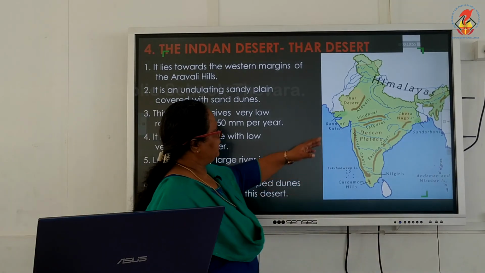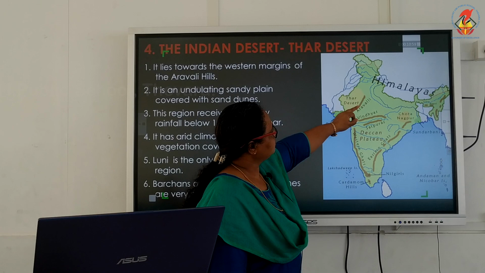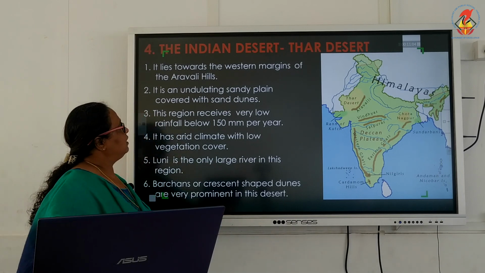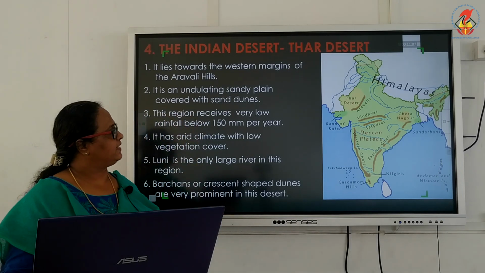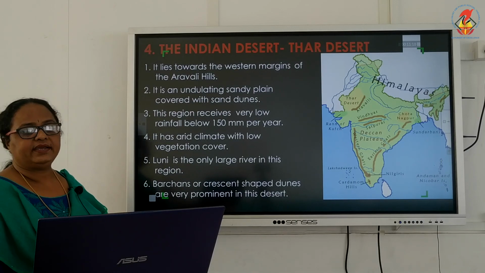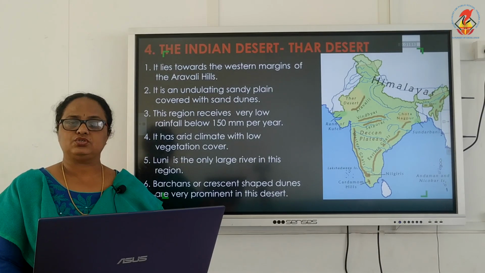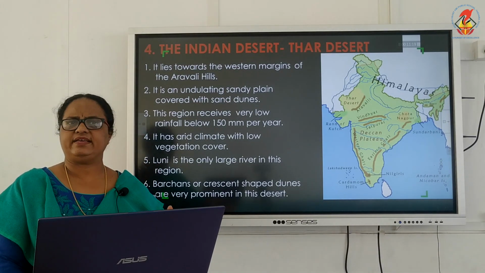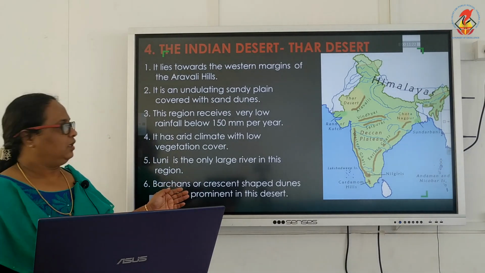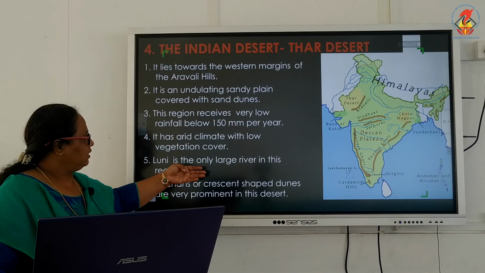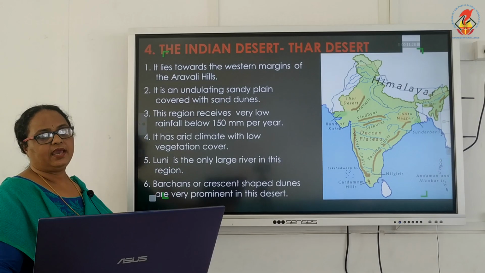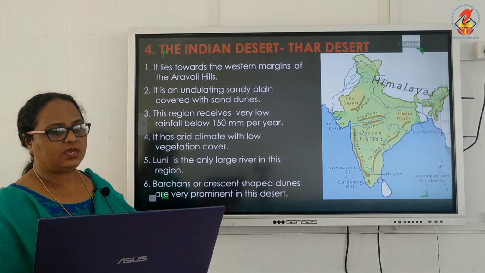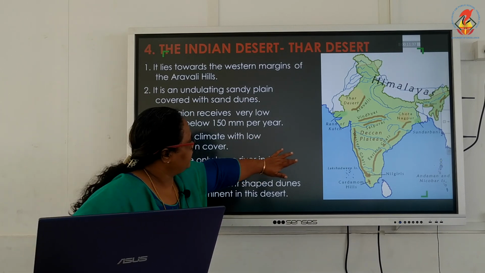So you can see here, this is the Thar desert. It is in the western part of the Aravalli region, and it is an undulating sandy plain, and we know that it receives only very little rainfall. Since it receives only little rainfall, the climate is arid, so there is very little vegetation cover. Another important feature is that it has a large river known as Luni, and it has crescent shaped dunes called barchans. I shall show you this on the next slide.